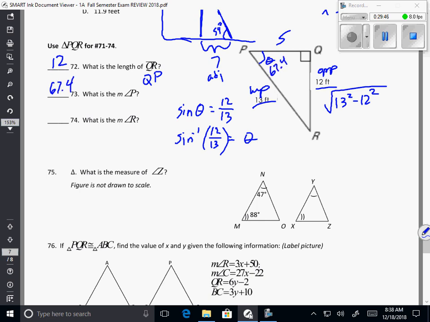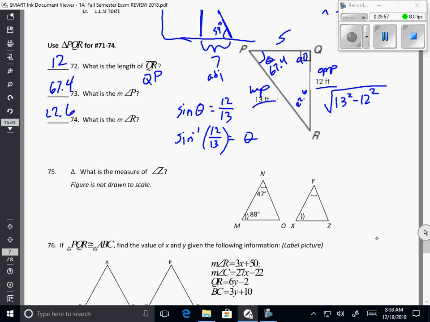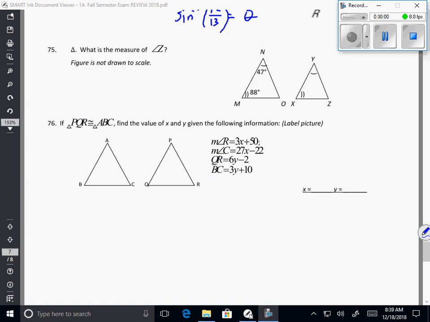That's 67.4, and that's 90. This has got to be 22.6. That's 47. This is congruent to that, that's 47, so we still have to get a total of 180 degrees. That means that's got to be 47.